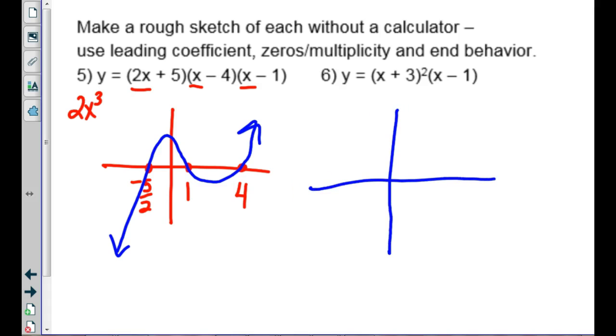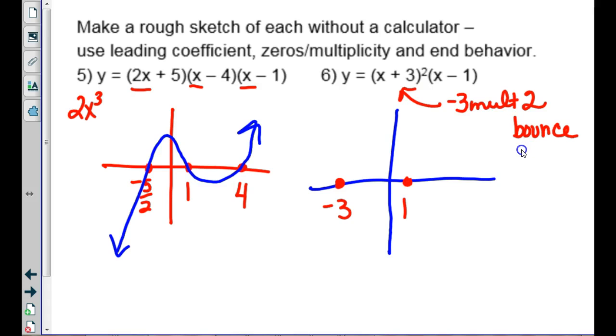Number 6, where are the zeros? Okay. What does this mean? That there's a squared on this. -3 is of multiplicity 2. So it's going to bounce here at -3. Now, if this is degree what? The whole polynomial, it's an x squared and an x, so it would be an x cubed if we had to FOIL that out.